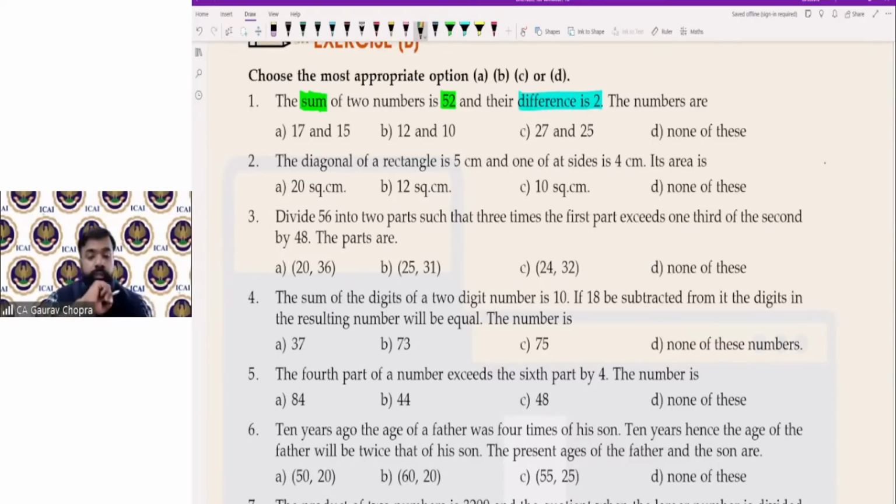Difference must be 2. Now check option number A. 17 plus 15. Is it 52? No. So option A is wrong. Check B option. 12 plus 10. Is it 52? No. B is also wrong. Check third option. 27 plus 25. It is 52. Yes. First condition verified. Second condition. Difference is 2. Yes. It is also verified. Therefore, option number C is correct. All right.